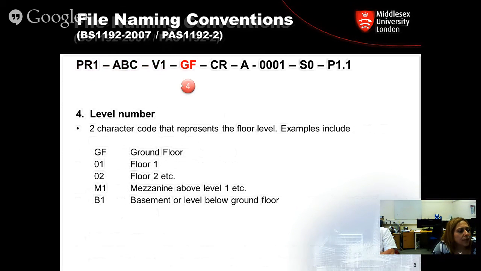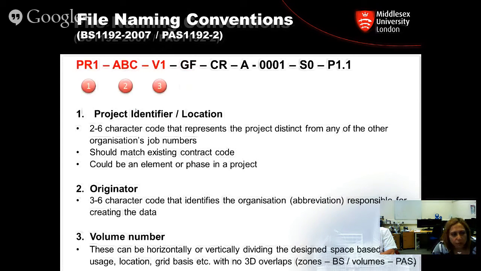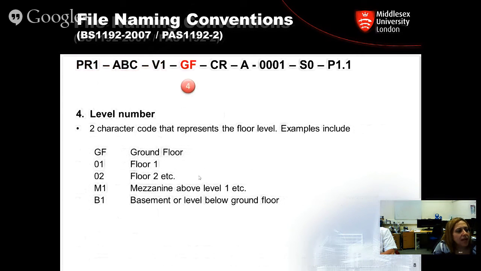Number 4, the level, sorry, before I go on, the thing about volume number, in the BS, this is called zones, and in the PAS, this is called volumes, but they both mean the same thing. Okay, whether zone or volume, they both mean the same thing, so you don't get mixed up. Number 4 is the level number. So is this a model for the ground floor, first floor, mezzanine, whatever, okay?